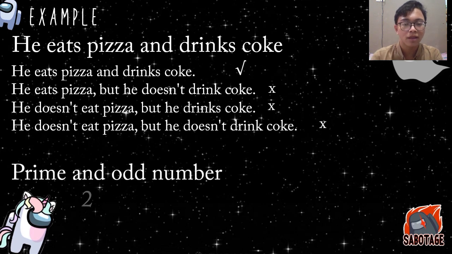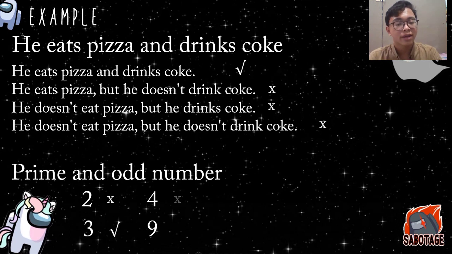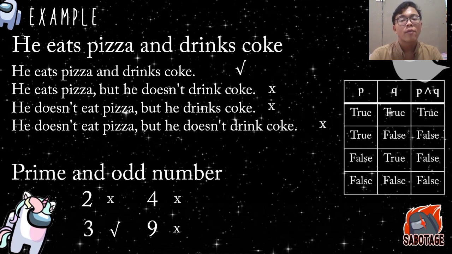Okay, the example number 2. Prime and odd number. 2 is not an odd number. And 9 is not a prime number. 4 is neither. So the one that satisfies prime and odd number is 3 only in this case. Okay, so from the examples we get the following truth table on the right side.